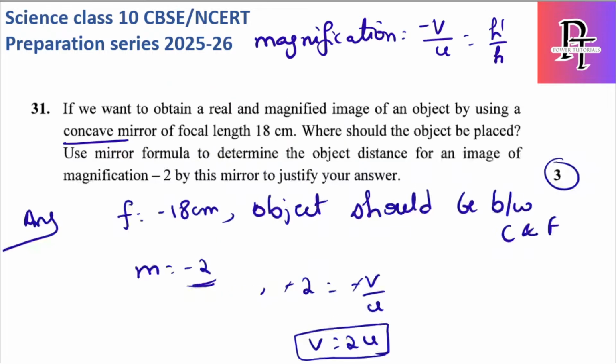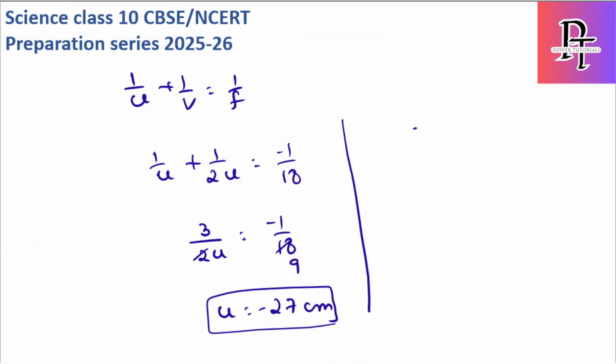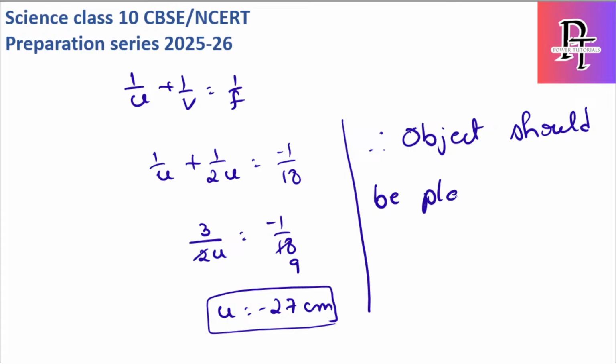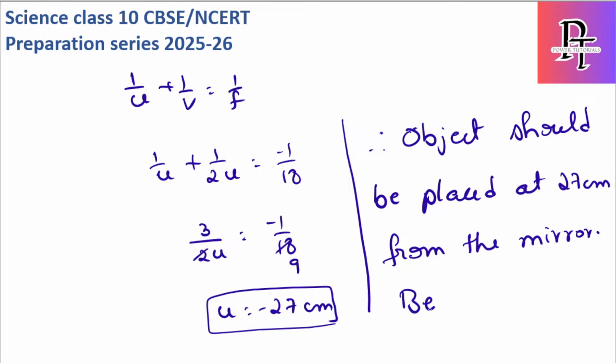Okay, are they asking for a ray diagram? Use the mirror formula to get the image distance. That's not asking for ray diagrams. So in this question, we have to simply say the object should be placed at 27 centimeters from the mirror, and this will be between C and F, which is the center of curvature and focus.